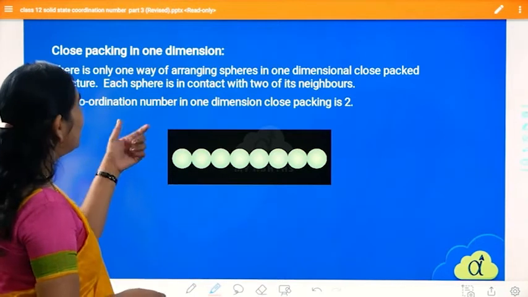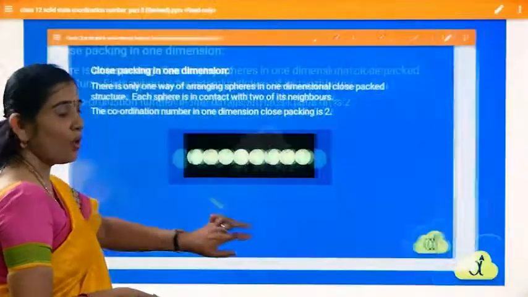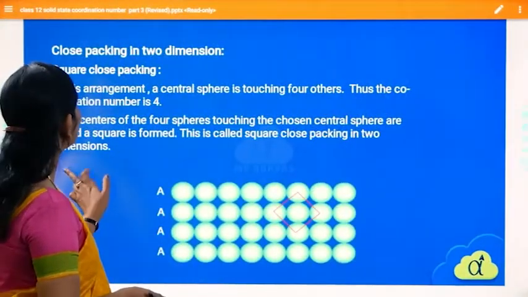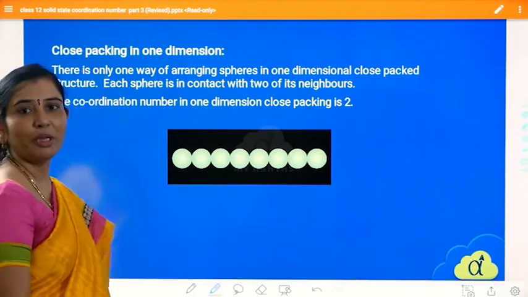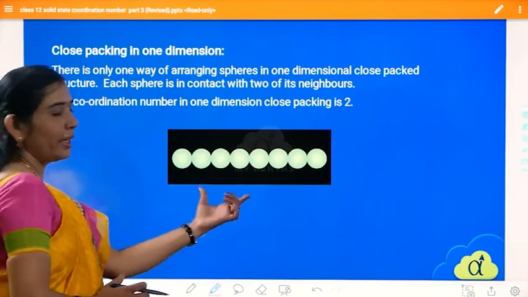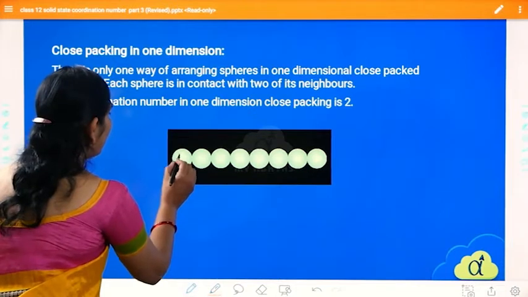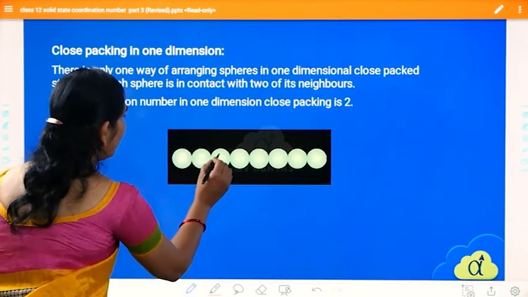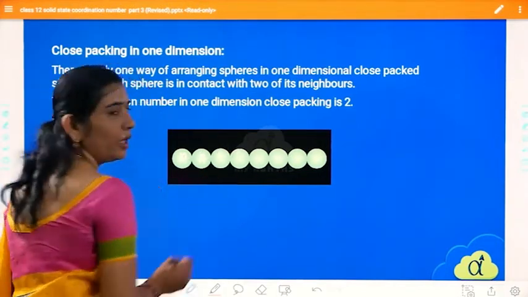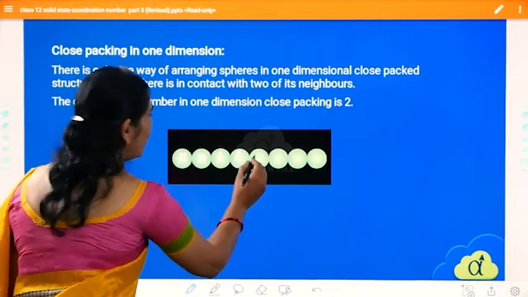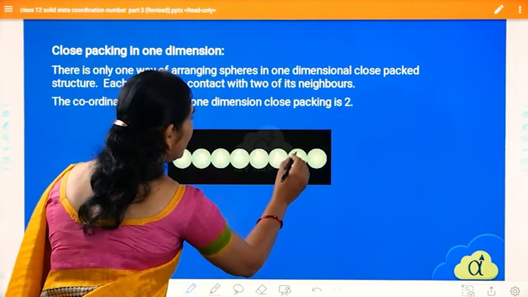Now, let us take up our discussion to 1-dimensional arrangement. What do you mean by 1-dimensional arrangement? See, packing in 1-dimensional arrangement. What do you mean by that? Please look at this diagram here. These are the constituent particles. For example, I am writing the constituent particle as A here. This A indicates the constituent particle. It may be an atom or molecule, anything you can assume. For example, you assume atom. A stands for atom here.